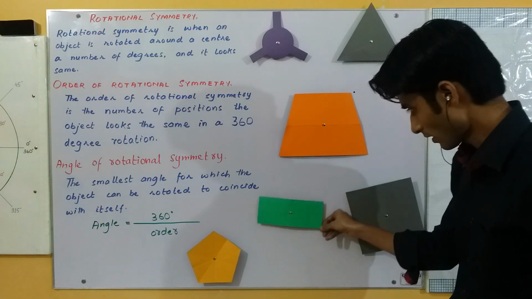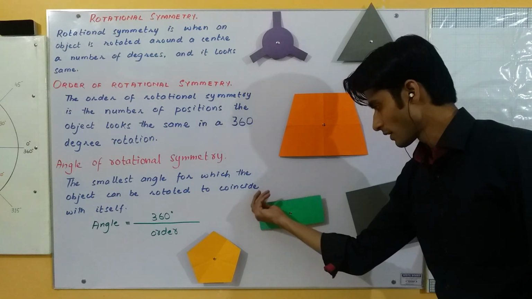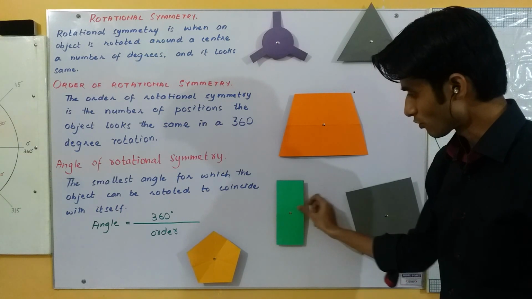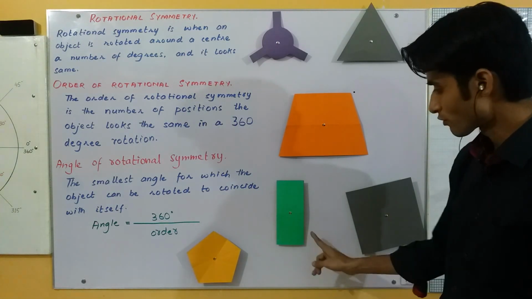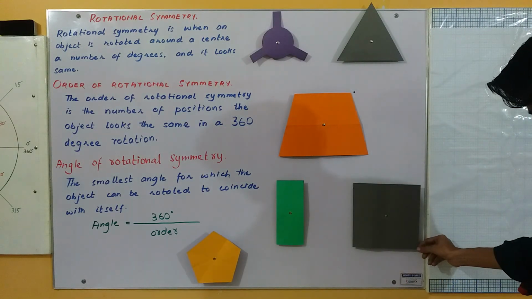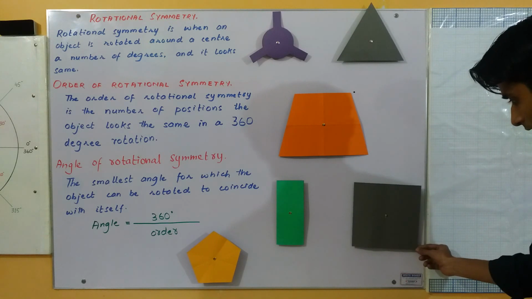So one, the rotation is not yet complete, and two, the rotation is complete and it looks the same two times. So the order of rotation symmetry is 2. Then it is a square. It is a square.